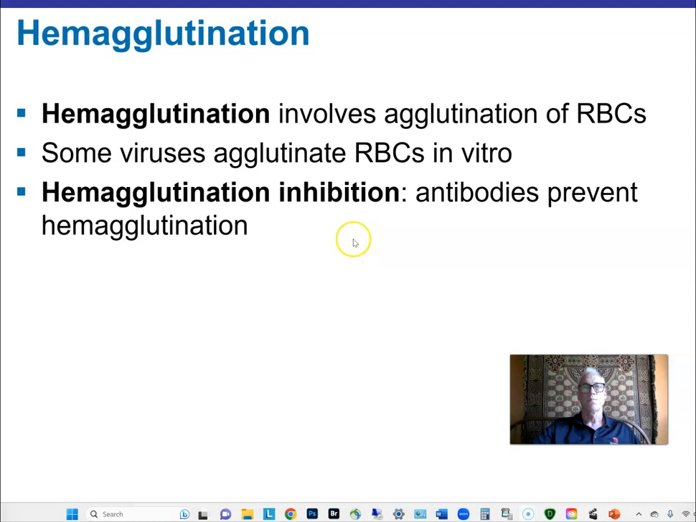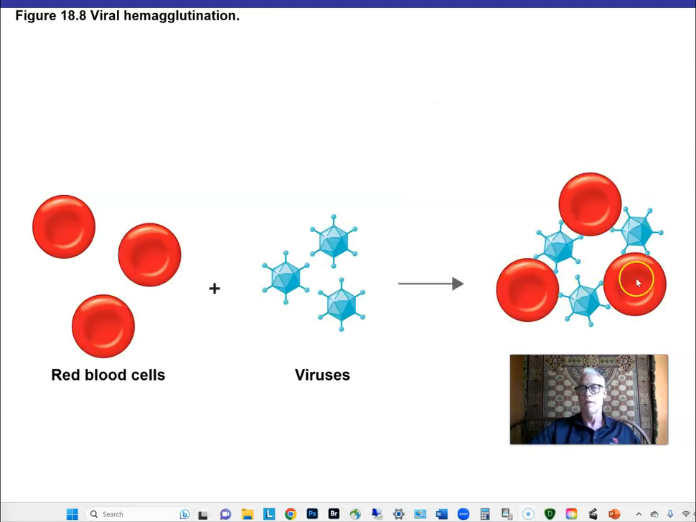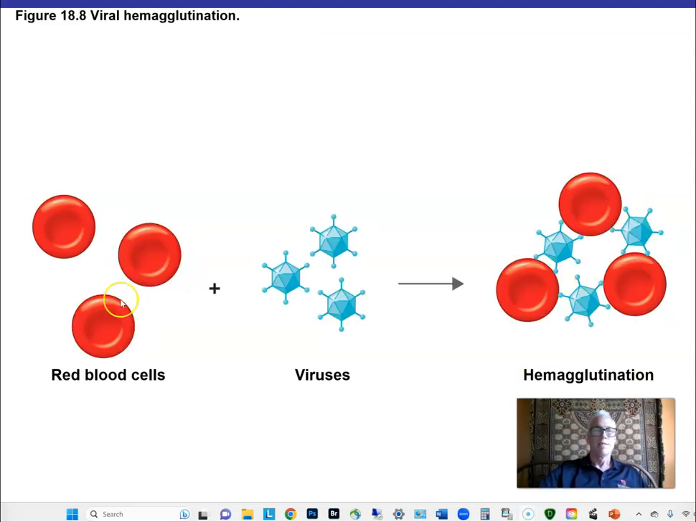Hemagglutination. Some viruses like influenza will agglutinate red blood cells, and if you mix that with a patient's sample and it has antibodies in it, that will block the agglutination. So here's a little schematic diagram. So here's some red blood cells plus virus, and you mix them together, and it causes agglutination.